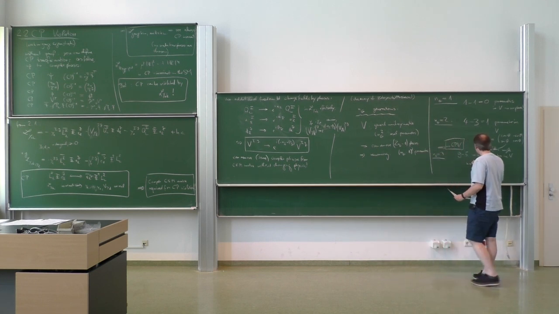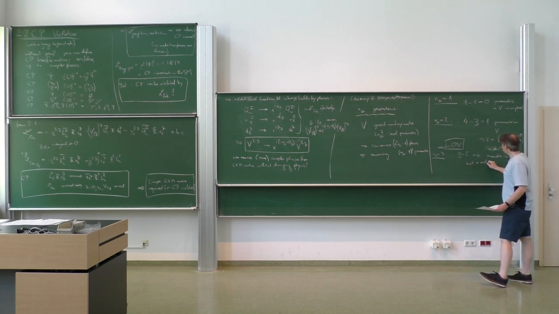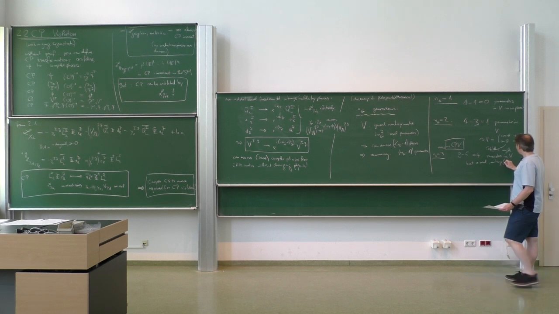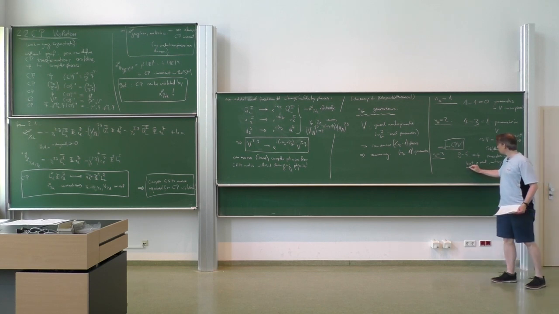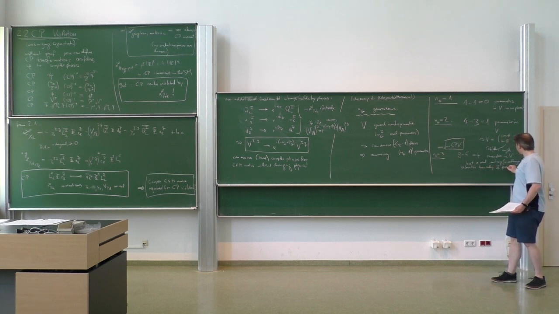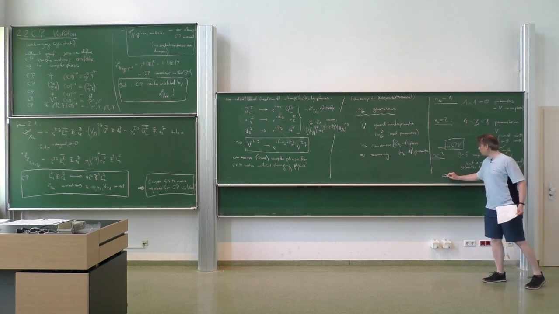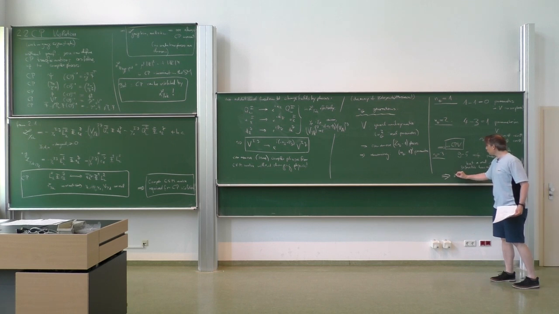So, a real unitary, that means orthogonal, three by three matrix has only 3 parameters. And for this reason, there remains 1 complex phase.